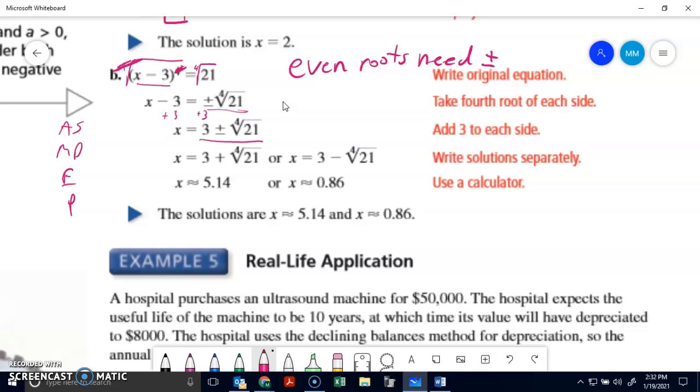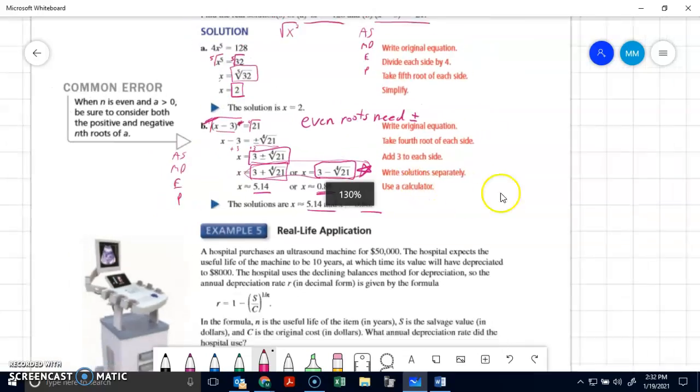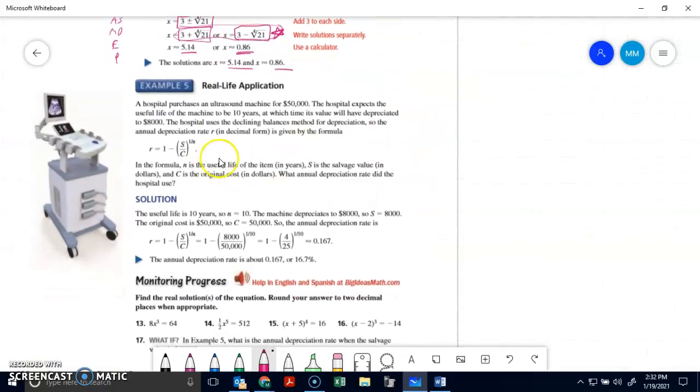So when I add 3 over, I get 3 plus or minus the 4th root of 21. 3 plus the 4th root of 21, 3 minus. These are the exact answers, and that's what I want. Could I need the decimal answer for that? Sure. Then you just type it into the calculator to get the decimal answers. But for right now, unless I tell you to give me the decimals, I want the exact answers for now. Okay? All right.